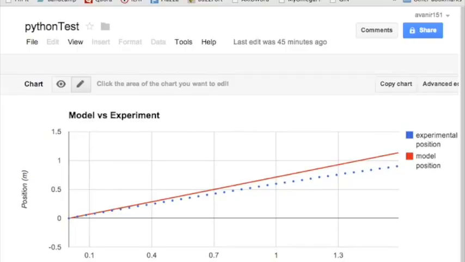The data from Tracker was graphed against the data that resulted from the Python code. This relationship shows the difference between the experimental data and the predicted data, or what actually happened versus what should have happened. The experimental data, the blue dotted line, has a positive linear relationship. The model data has the same relationship.